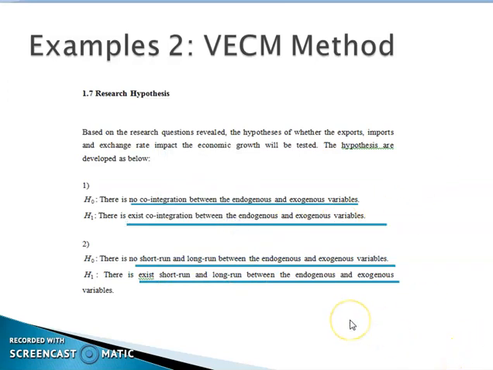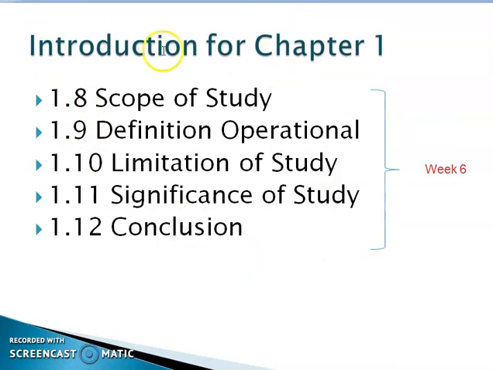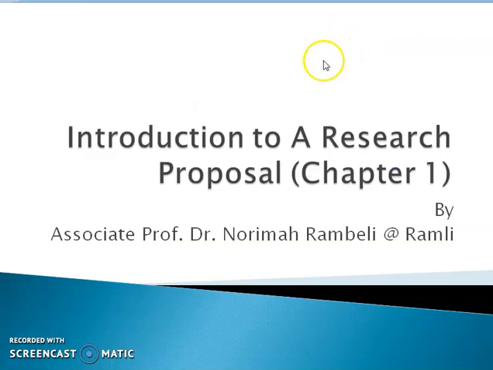So until here, we are going to continue in other subsections of chapter 1. Like I already stated, we will continue with scope of study, definition of operational terms, limitation of study, significance of study, and also the conclusion. After we reach the subsection of conclusion, it means we have done the whole discussion for chapter 1, that is introducing a research proposal. Therefore, in other words, you are ready to prepare chapter 1 for your mini thesis project. Okay, goodbye and good luck to everybody.